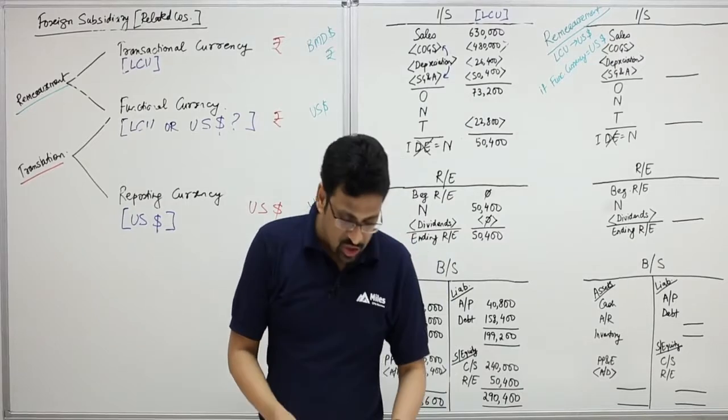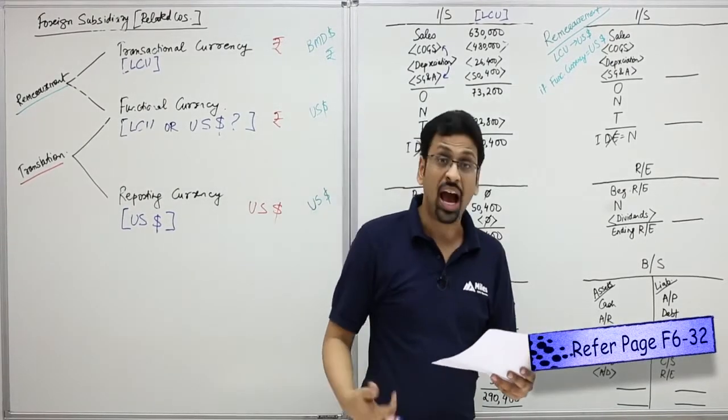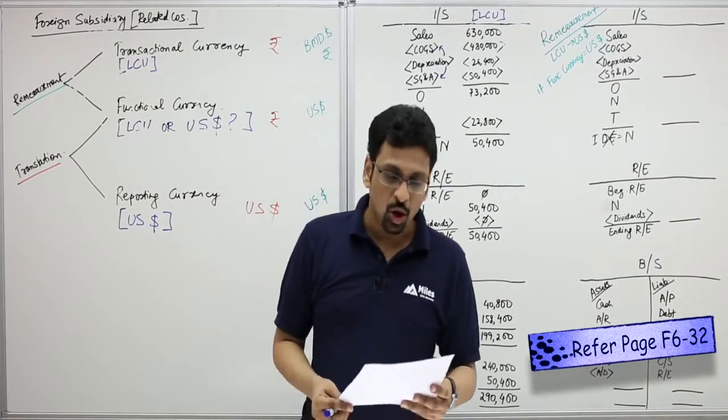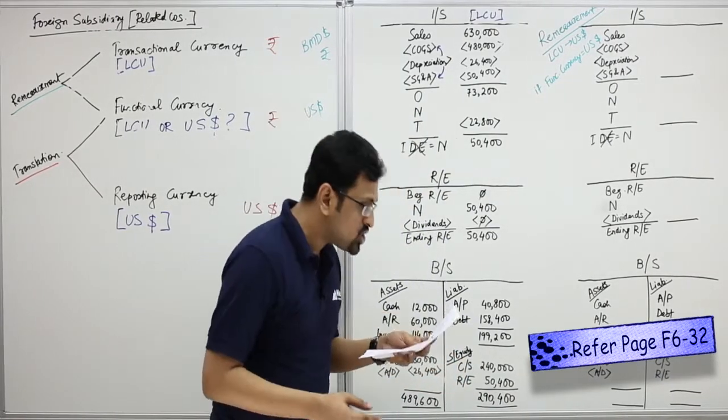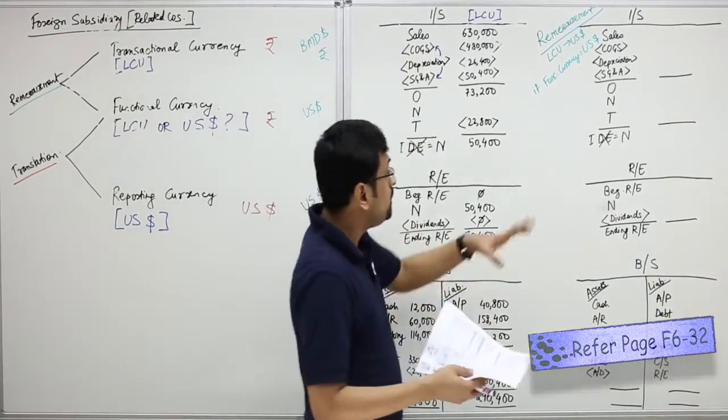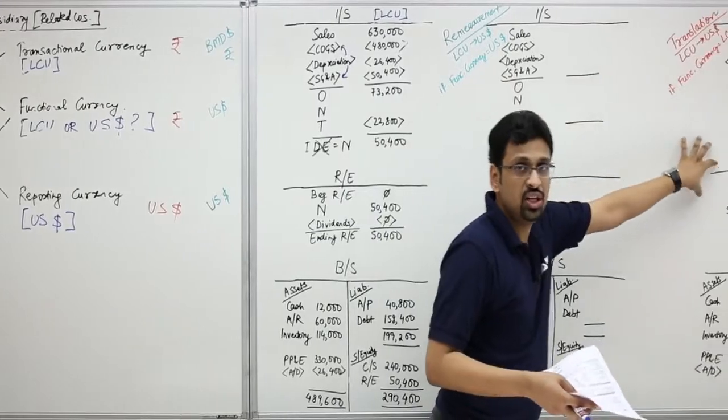So let's first read the example. So we have the foreign exchange rates from there. So you've got financial statements of a foreign subsidiary, remeasured versus translated. So we're going to do both with these numbers, remeasurement as well as translation.